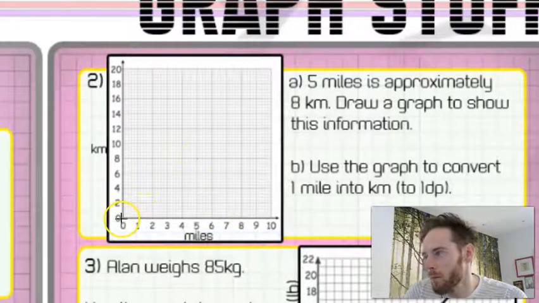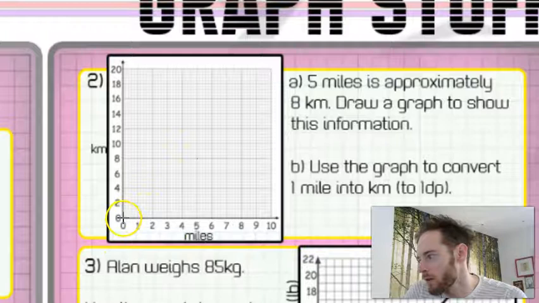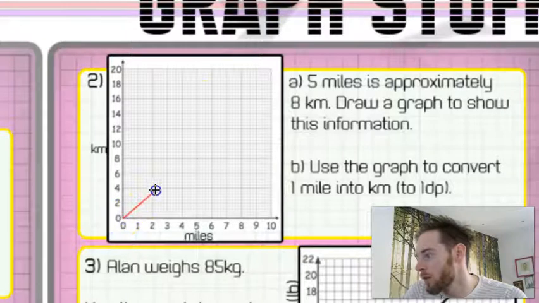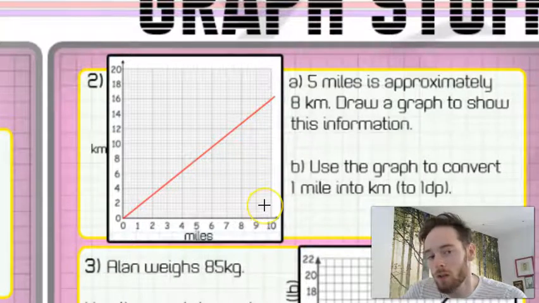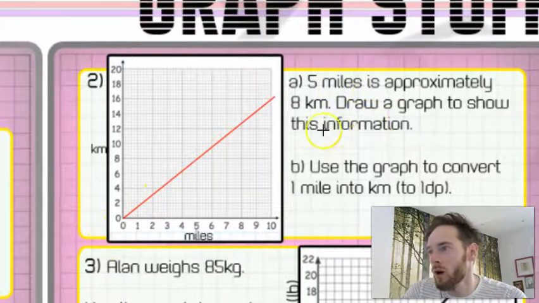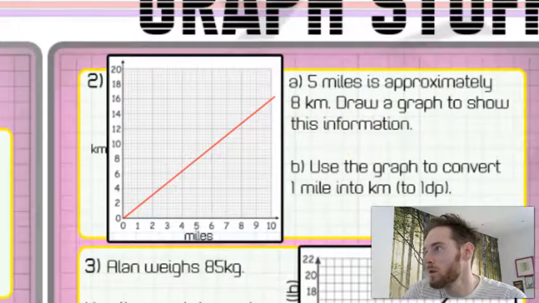Now, if you've got 0 miles, that's obviously going to be 0 kilometers. So we've got 2 points, which we can just join together. I said all you need is 2 points to draw a line, and then you just draw it all the way through like that. Lovely. As long as you get your ruler and your pencil, that will draw your lovely straight line. We've drawn the graph on there. I said you might have to do that sometimes.